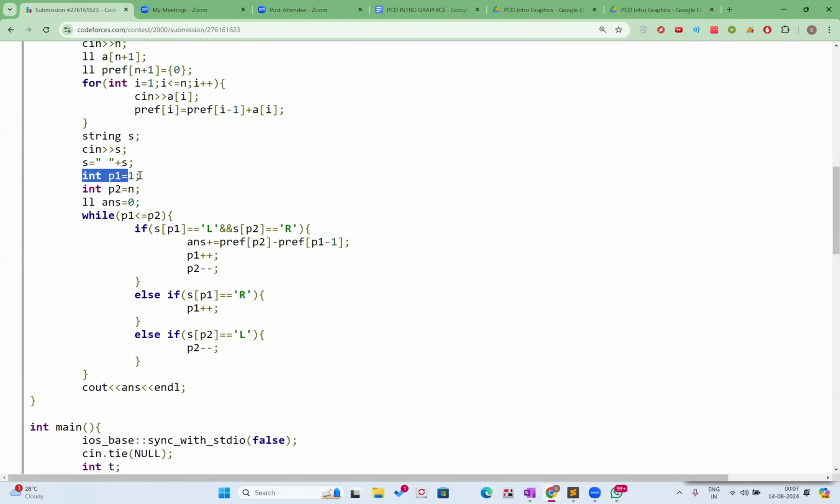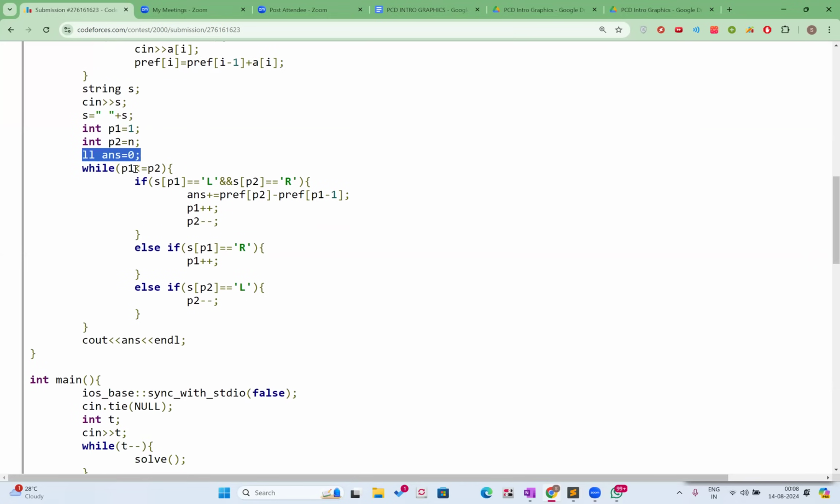And then I'll just take two pointers, P1 and P2. I'll set P1 as 1 and P2 as n. So P1 is at the beginning and P2 is at the end. Our current answer is 0, so we start with 0. And while the smaller pointer is less than or equal to the greater pointer, so we have two pointers, and while P1 is lower than P2, we will check three conditions.